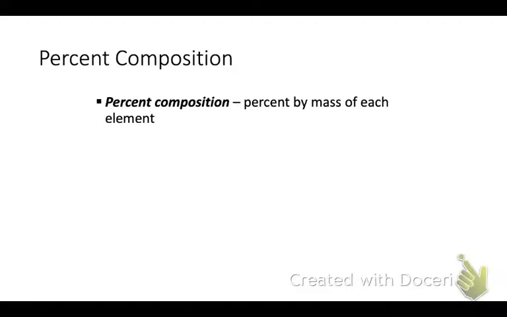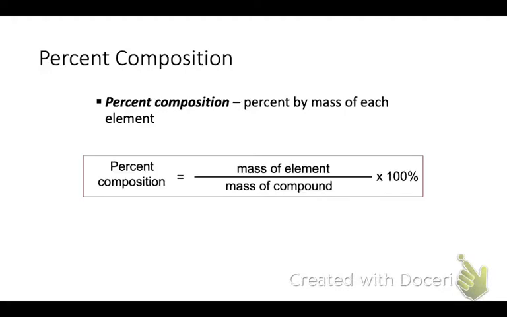Percent composition is the percent by mass of each element in a given compound. To calculate it, the percent composition of any element is the mass of that element divided by the mass of the compound, multiplied by 100%. We are assuming, of course, a mole, which means when we put the mass of the element, we're going to put the mass of 1 mole of the element, and when we put the mass of the compound, we're going to put the molar mass, which is the mass of 1 mole of that compound.